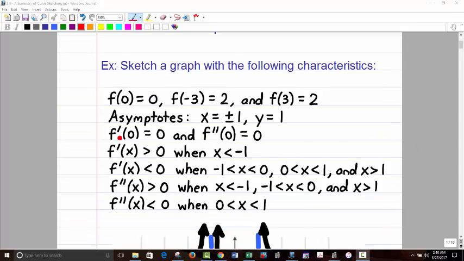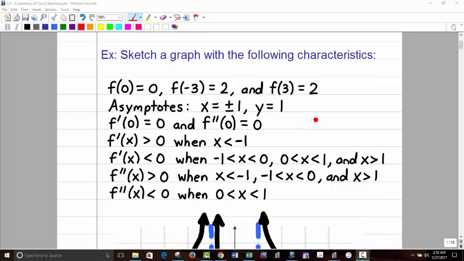And what do we have here? We have f prime of 0 equals 0 and f double prime of 0 equals 0. Okay, we'll talk about that. It means we've got a situation where we're either going to get a point of inflection or a min or a max. It depends on what the behavior of the graph is doing around that point.